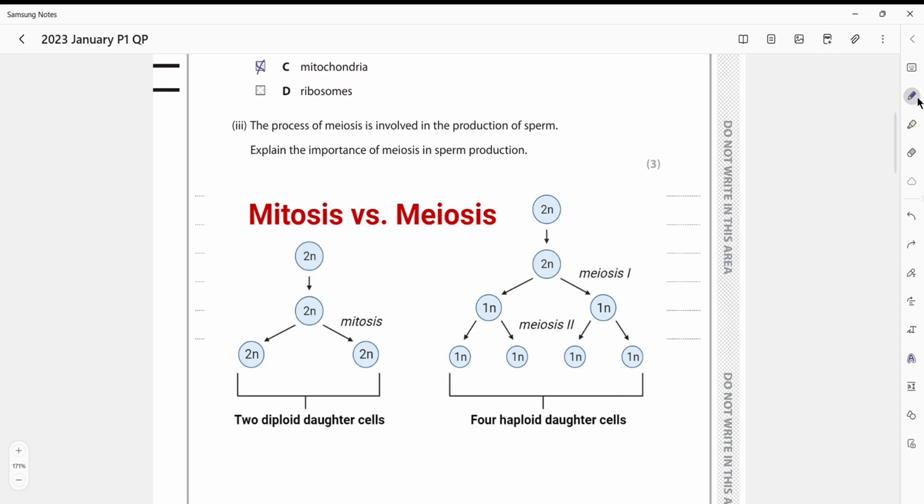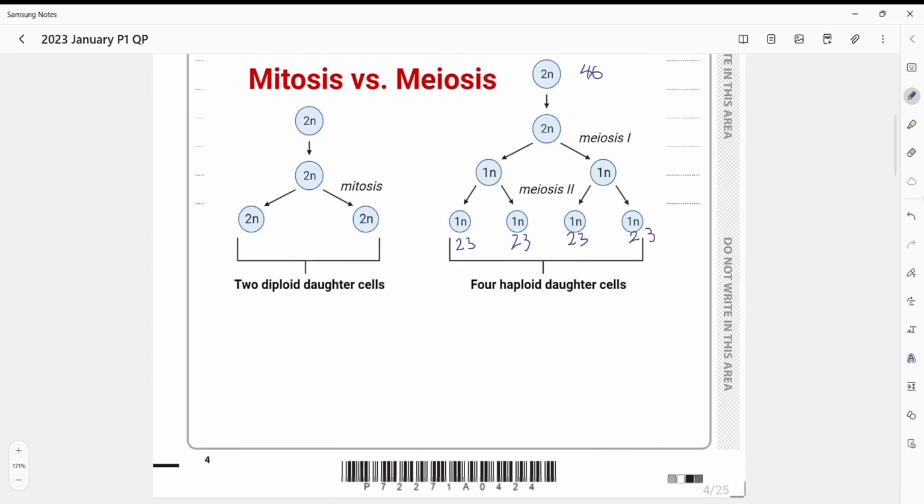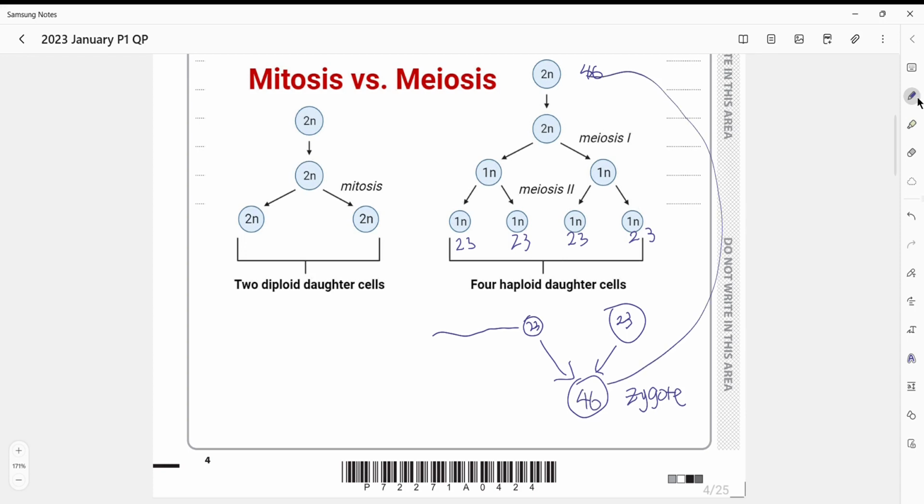For example, in our body cell, we have 46 chromosomes. At the end of meiosis, you would have 4 haploid daughter cells. Each of them would have 23 chromosomes instead of 46. So if you have a sperm and an egg, each of them having 23 chromosomes, they would undergo fertilization together to form a zygote, which would have 46 chromosomes. This establishes back the number of chromosomes that we're supposed to have.